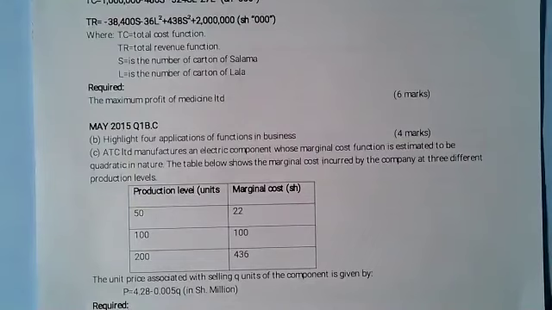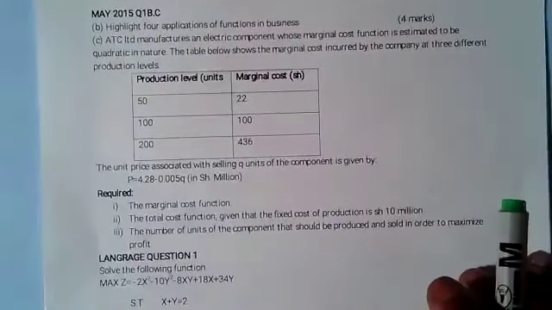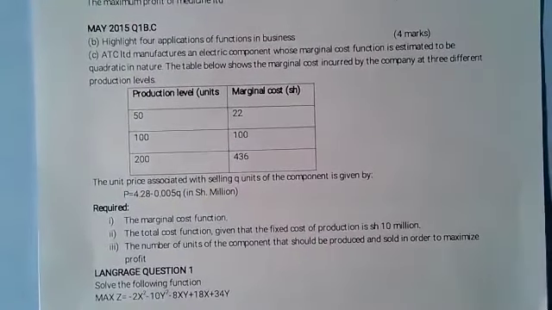Good. So now let's do the other question. That was part B. Let's go to part C. ATC Limited manufactures an electric component whose marginal cost function is estimated to be quadratic in nature. So mushike hiyo, whose marginal cost function is estimated to be quadratic in nature.